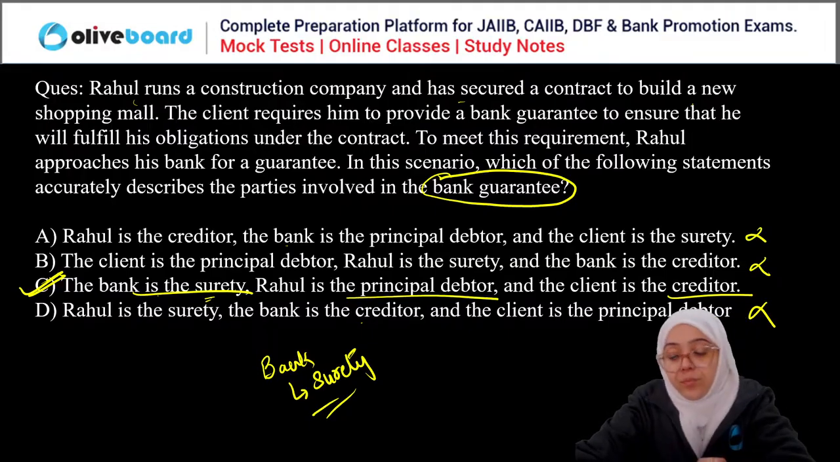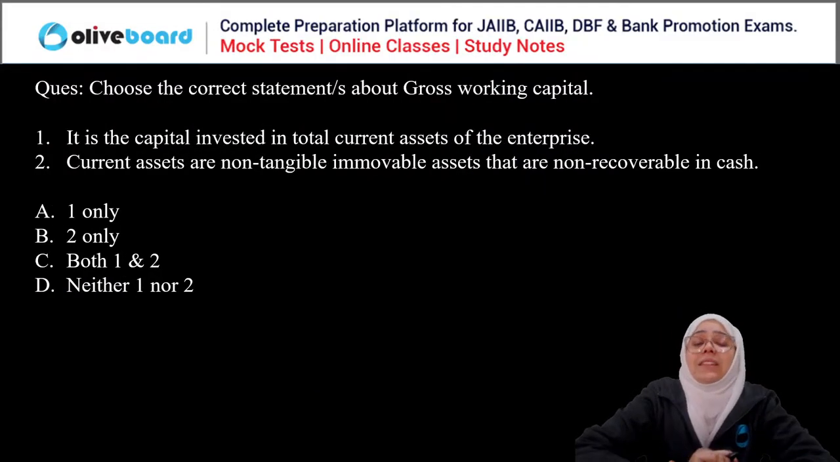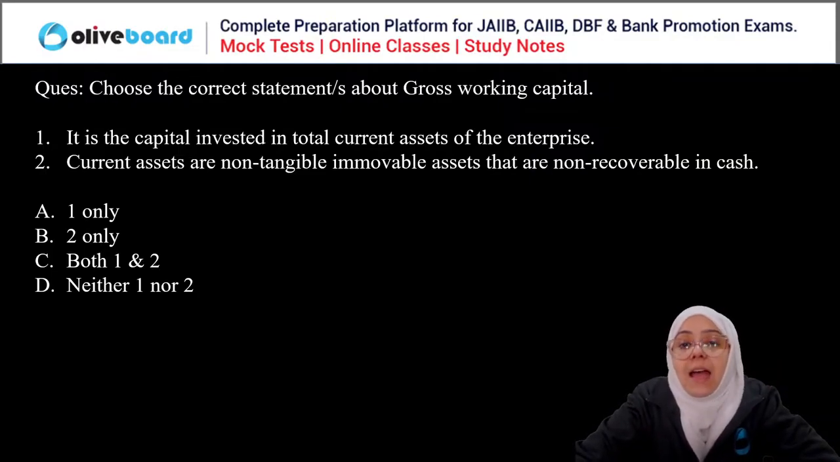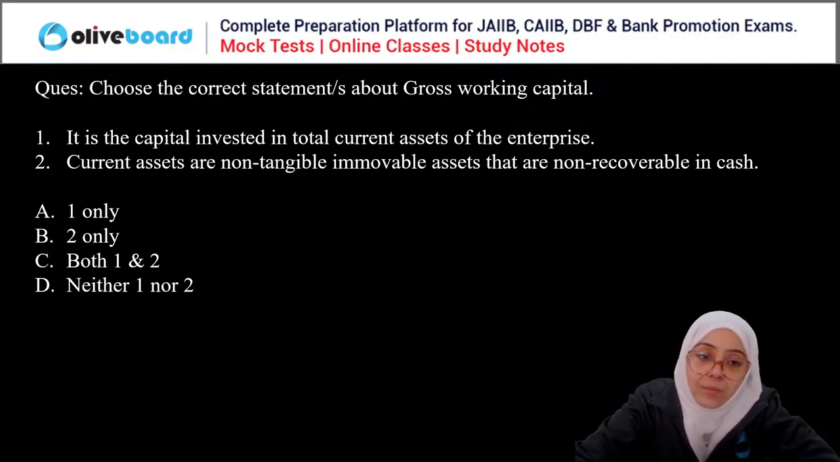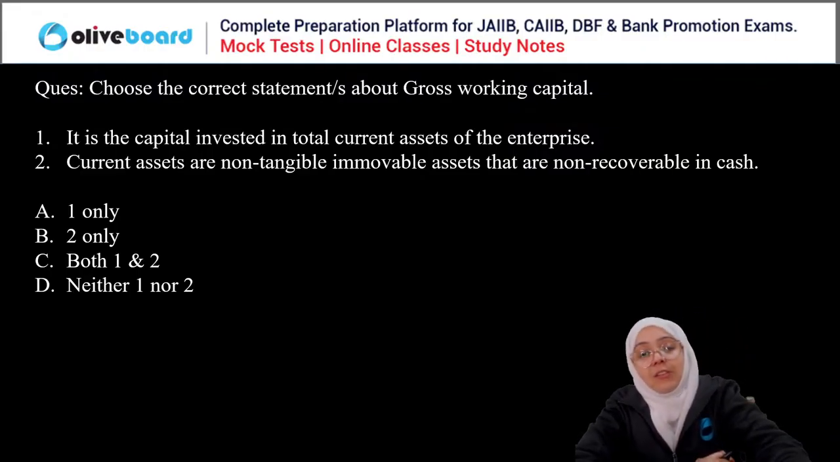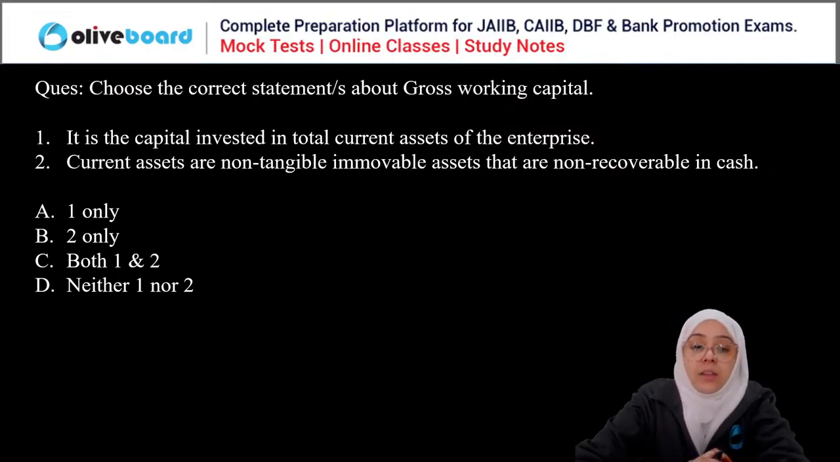Clear. Now next, choose the correct statement about gross working capital. First, it is the capital invested in the total current assets of the enterprise. Second, current assets are non-tangible, immovable assets that are not recoverable in cash. We have to choose the correct statement regarding gross working capital.